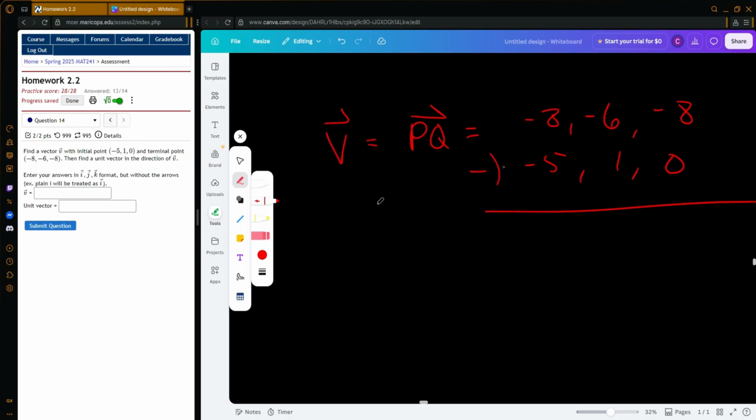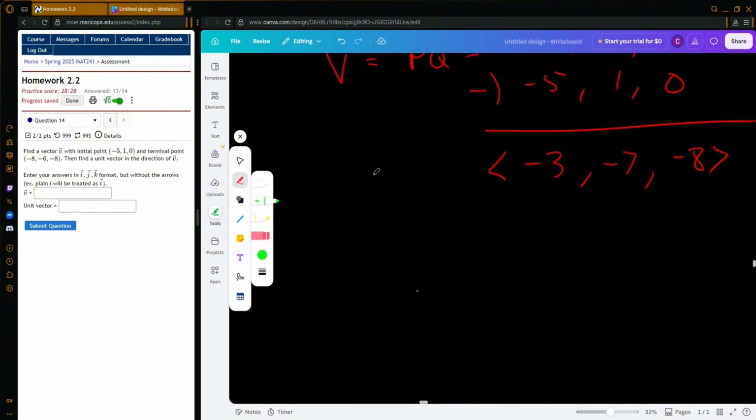So this would be negative 8 plus 5, which would be negative 3. This would be negative 6 minus 1 is negative 7. Negative 8 minus 0 is negative 8. So here's our vector. And now we have to find the unit vector. So we're just going to divide all of these by the magnitude.